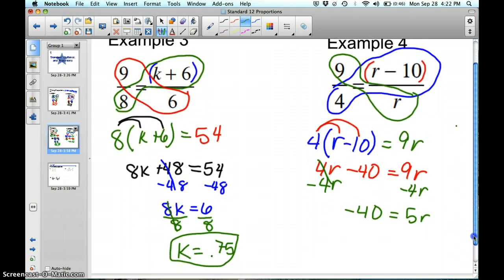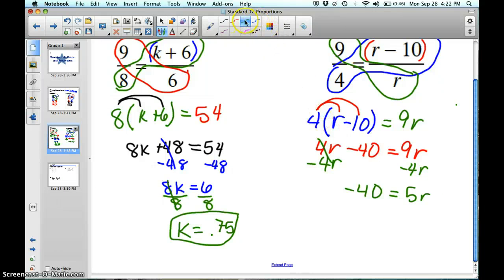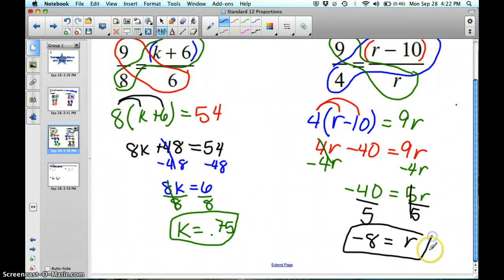And then our last step, we need to get rid of that 5 in front of the r. And to do that, we're going to divide by 5 on both sides. So I have negative 40 divided by 5 over here, and that's going to give me a negative 8. On this side, 5 divided by 5 is just 1. Those cancel out, so I'm left with r. So r equals negative 8, or negative 8 equals r.